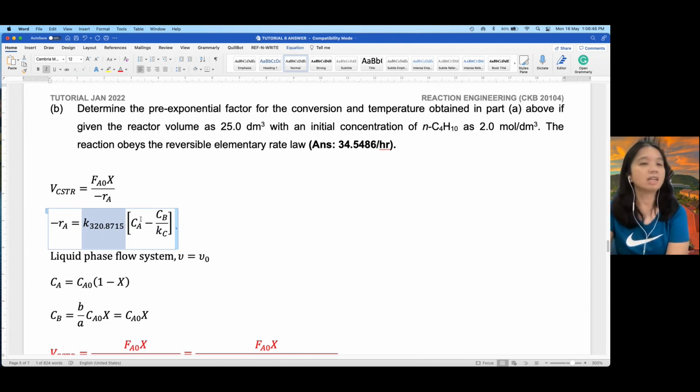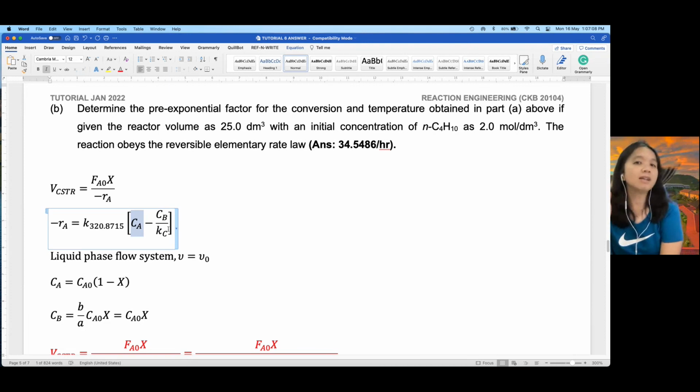In the bracket, the first term is the concentration of reactant, power stoichiometric coefficient. So in this example, it is 1A produces 1B. That's why it's only Ca. Technically Ca power 1, but Ca power 1 is still Ca. So I just write Ca.